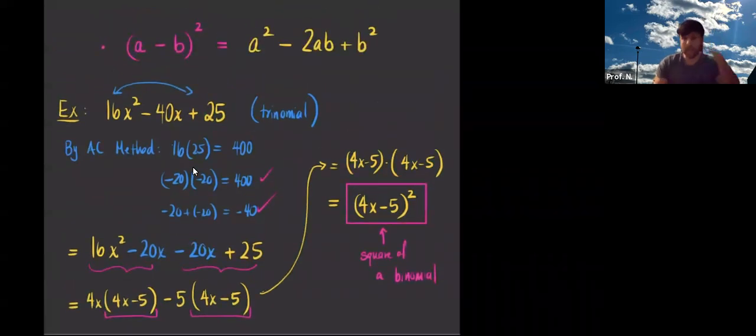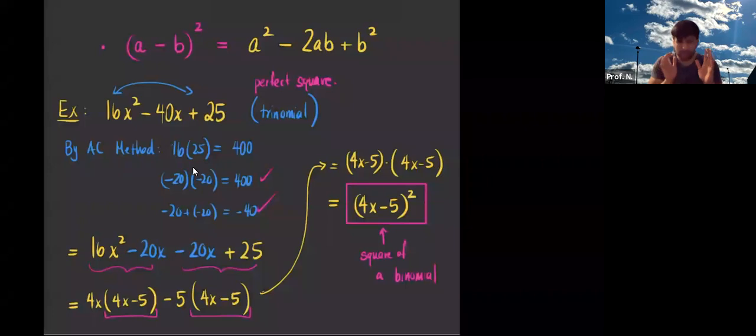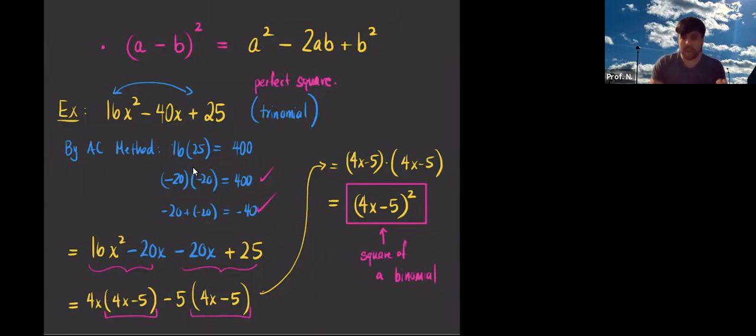And because the factorization is a square, so it's something squared, then we don't just say that this is a trinomial. We actually say this is a perfect square trinomial. Why is it a perfect square? Because we were able to factor the trinomial as a binomial squared. So therefore, this is a perfect square trinomial.